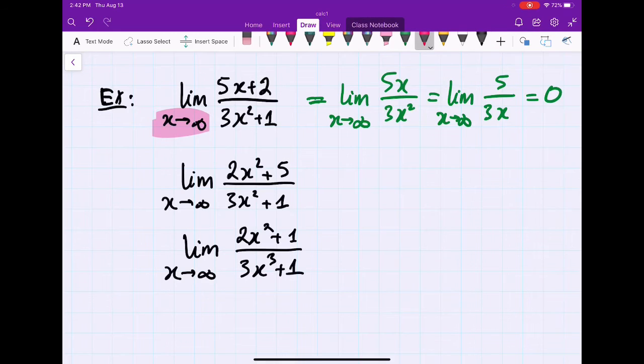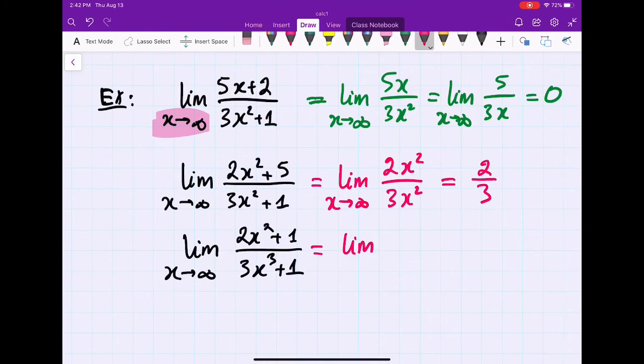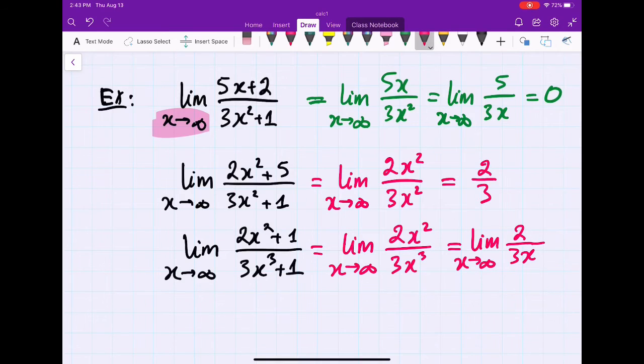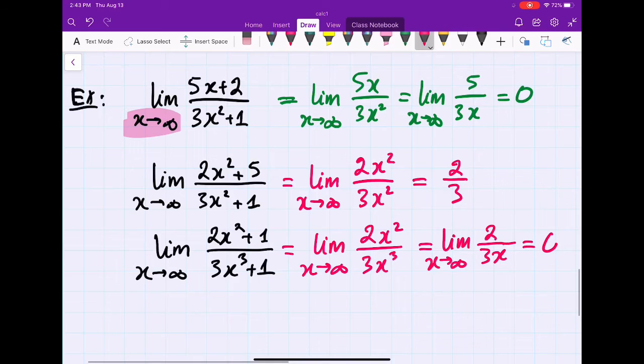So, how to solve the second one? That is the limit of 2x squared over 3x squared, x approaches infinity. And that is 2 over 3. Right? What is the last one? Limit of 2x squared over 3x cubed, x approaches infinity. That is the limit of 2 over 3x, x approaches infinity. And that is 0 again. Let's do one more example.